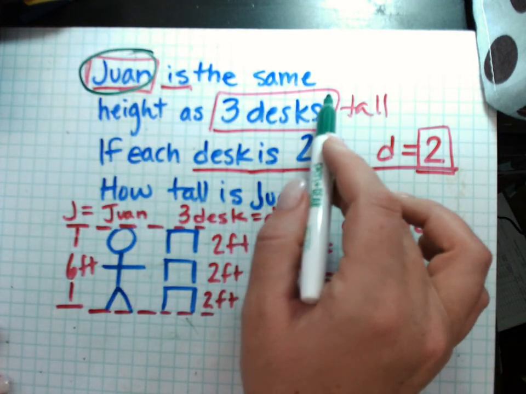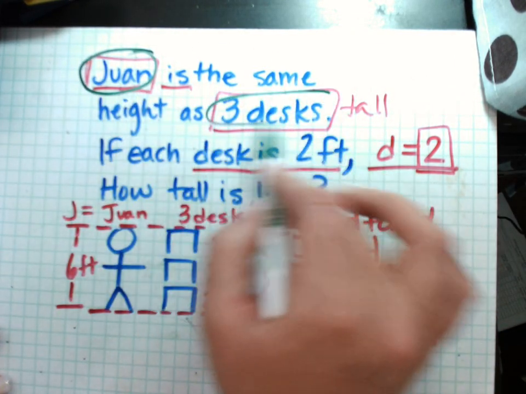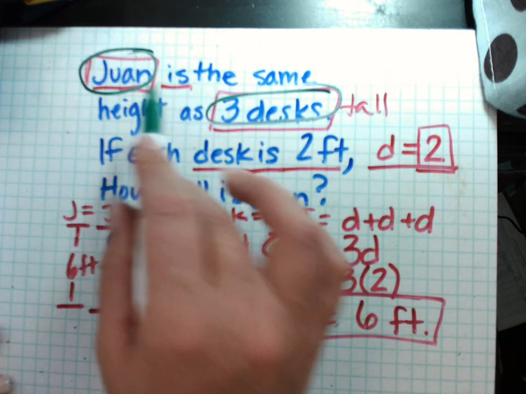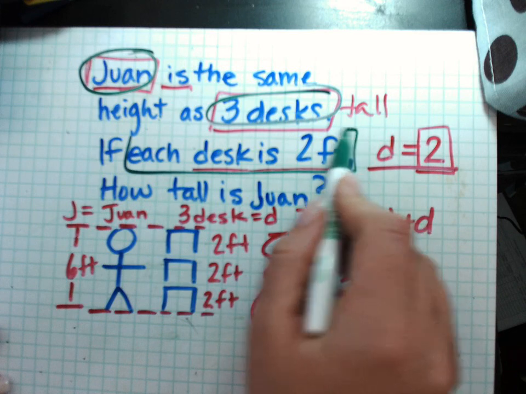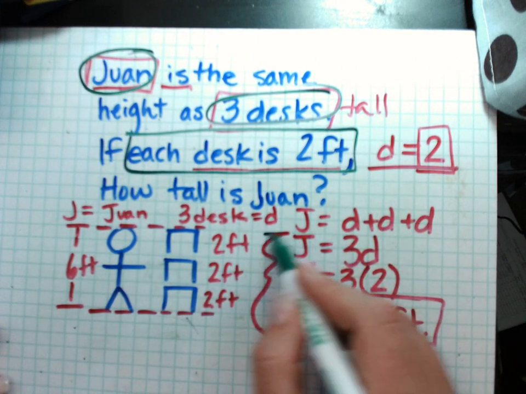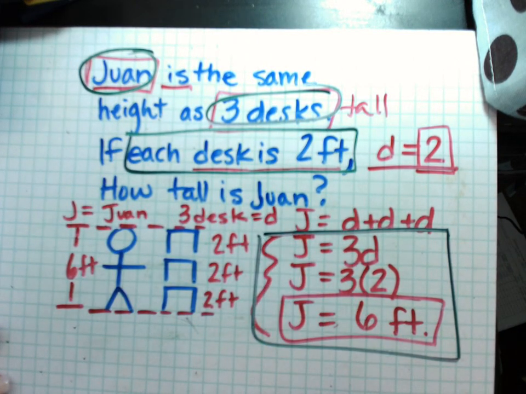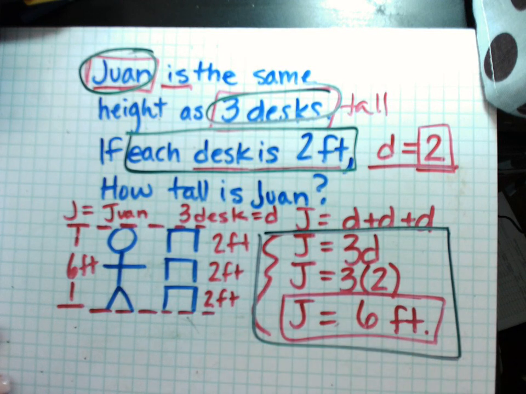Juan is the same height. You can put Juan equals 3 desks if you wanted to, or Juan is 3 desks tall. Each desk is 2 feet. And then these facts here. Okay, anything else you want to add, you are welcome to add.